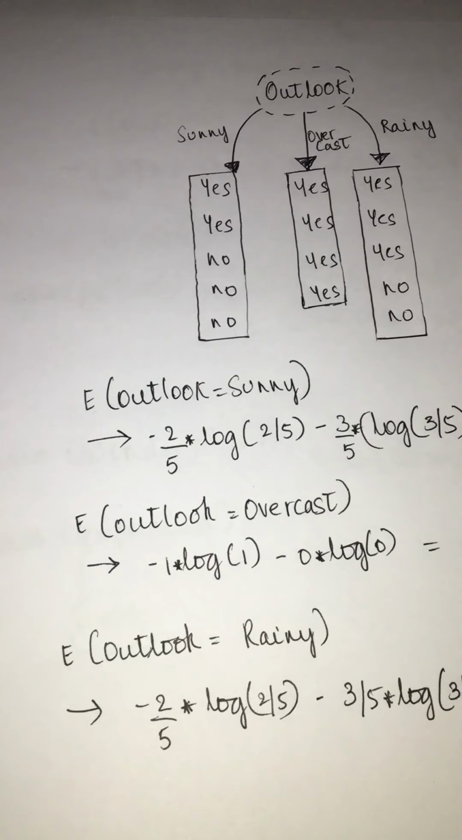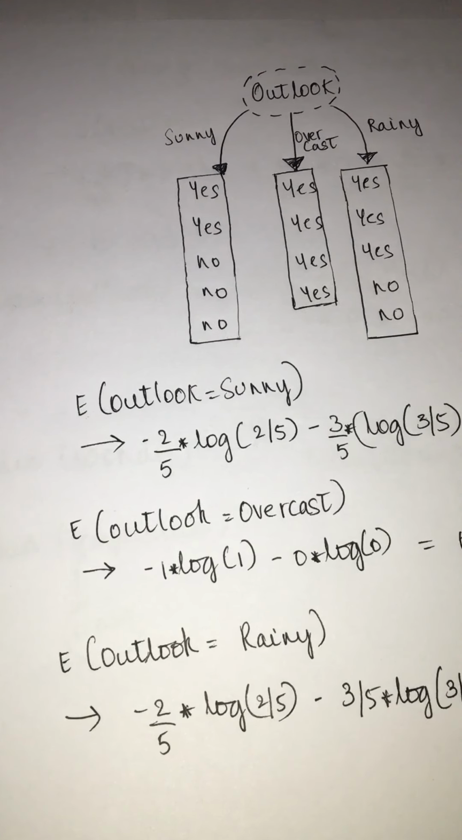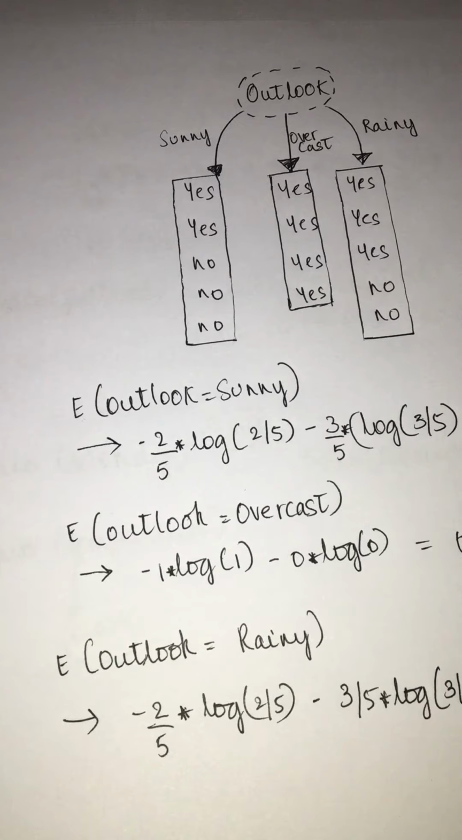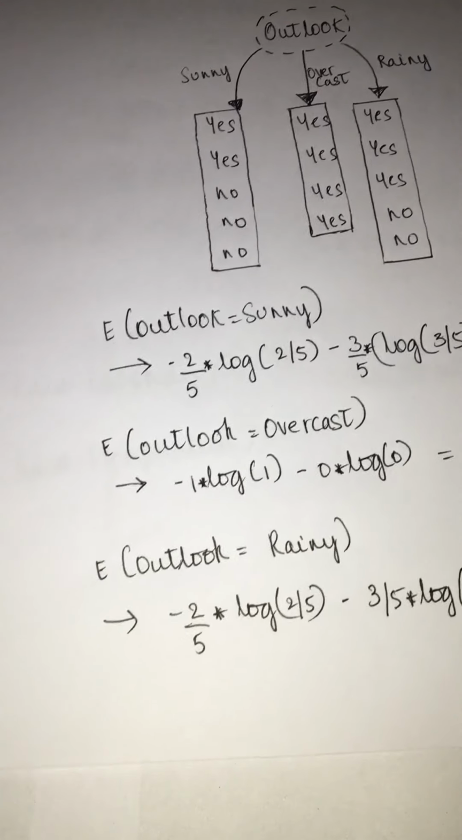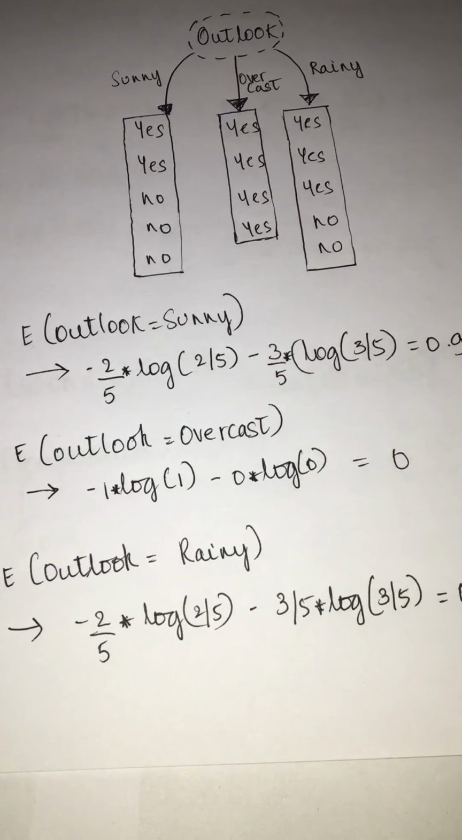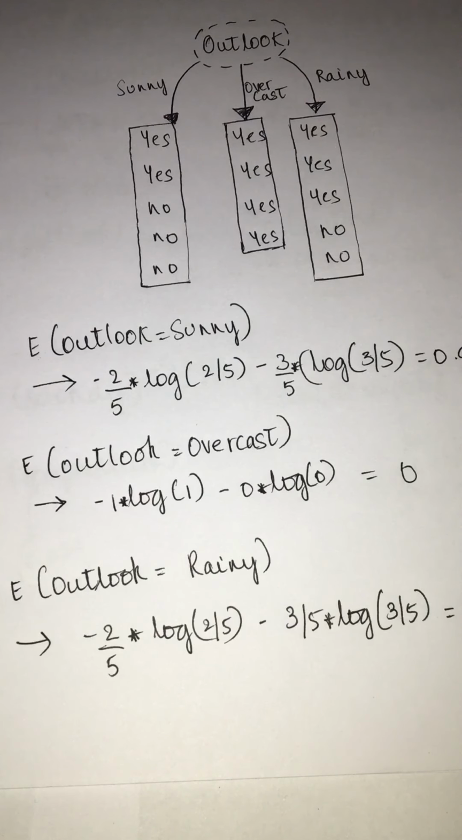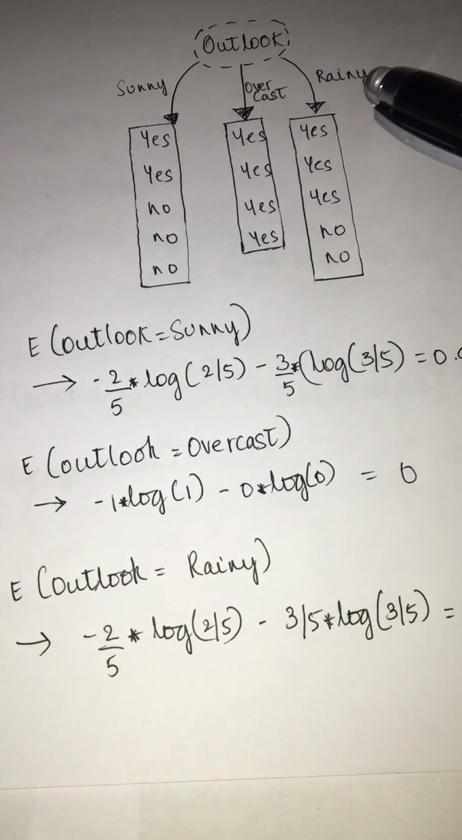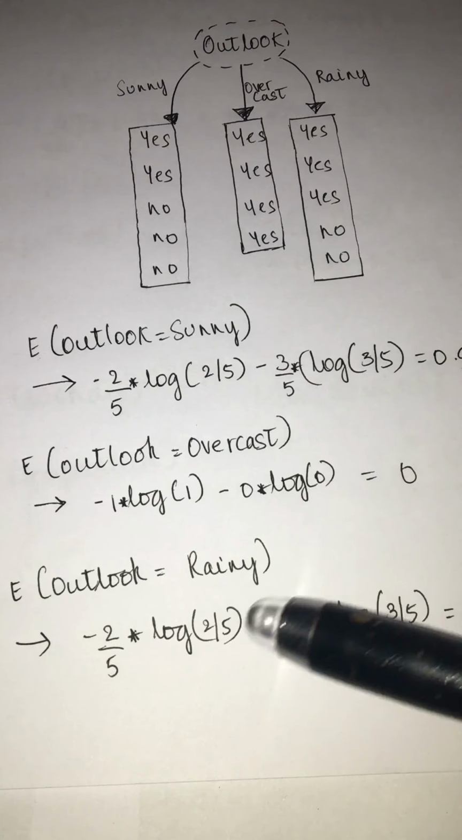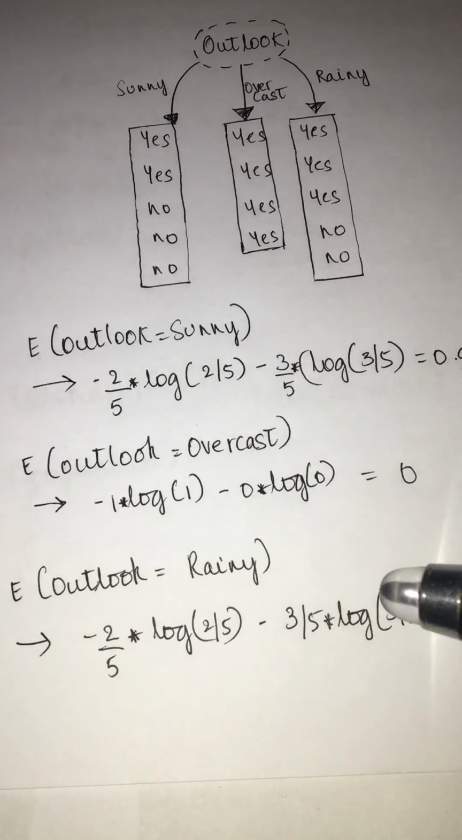So when it's overcast, since everything is yes, right, log of 1 becomes 0. Your entropy calculation when outlook is rainy is the same. So why do you see two numbers, minus 2 by 5, minus 3 by 5? It's nothing but you have two categories in your play column, right? So you have a yes and a no. That's why it's basically minus 2 by 5 over here and minus 3 by 5.